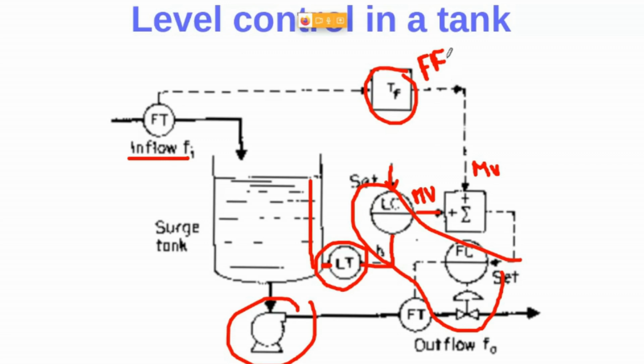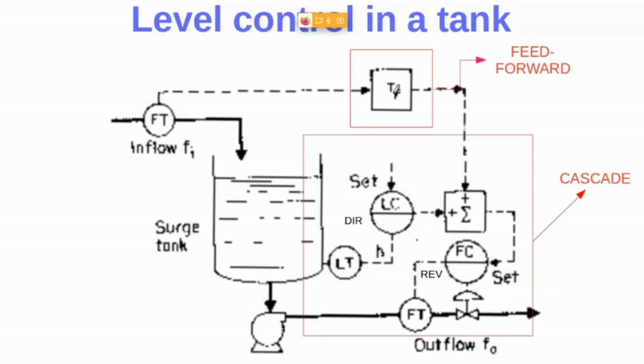And obviously, this feed forward must not be configured in a direct or reverse action because it doesn't calculate the error signal, right? Because as you can see, the input is the disturbance and the output is the controller action that is added to the primary loop controller action. So here we have two controllers. We have a feed forward and a cascade control structure, as you can see here in the figure.